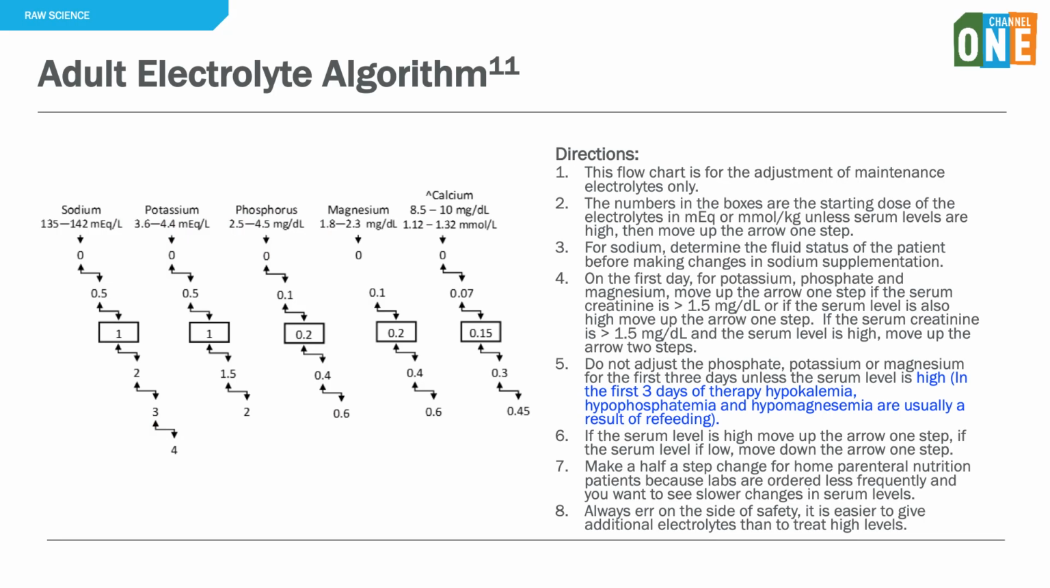Now that we've determined how much fluid to give, we need to determine the amounts of electrolytes that need to be added to the parenteral nutrition solution. The adult electrolyte algorithm is for the adjustment of maintenance electrolytes only. The numbers in the boxes are the starting doses of the electrolytes in milliequivalents or millimoles per kilo, unless the serum levels are high. Differences in specific electrolytes will be addressed separately in the next few slides.